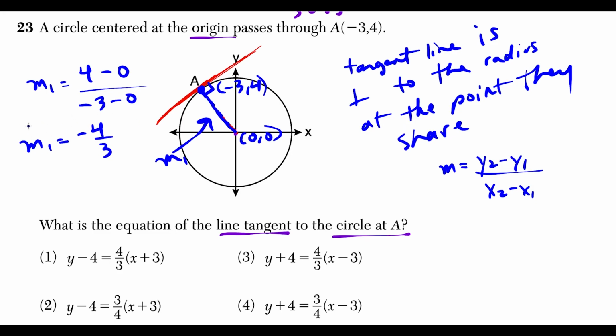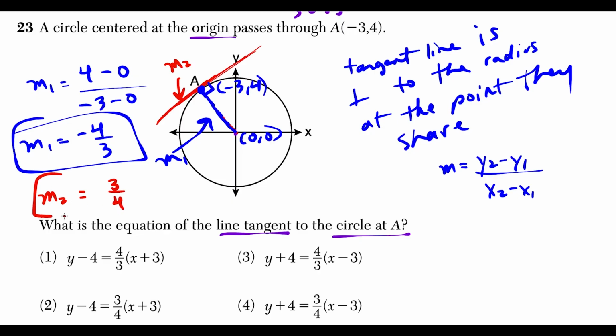So that's the slope of the blue line, but we have to know what is the slope of the red line. Because they're perpendicular lines, their slopes are negative reciprocals. So we'll say the slope of this line is M2. So the slope of the perpendicular line, we're going to flip and negate this. Since it's negative, we're going to make it positive, and we flip it to 3 over 4. So now we know our line is going to have a slope of 3/4. That's going to eliminate choice 1 and choice 3.